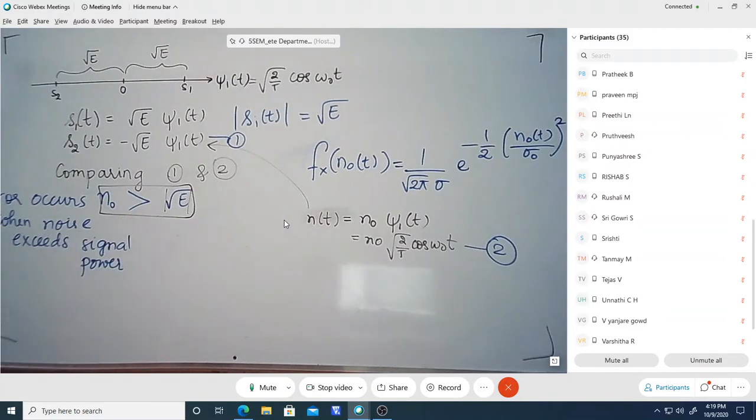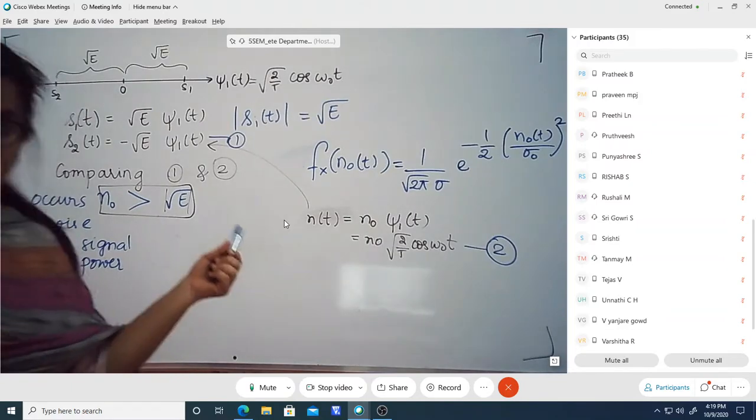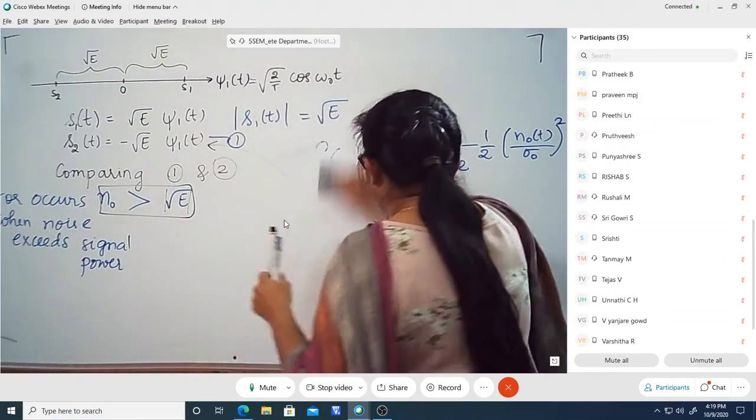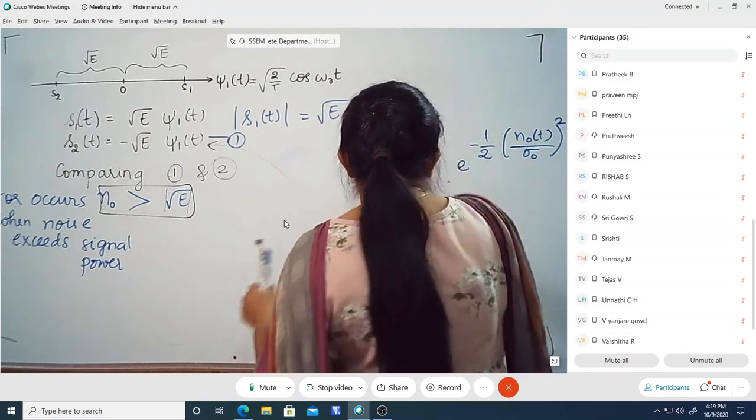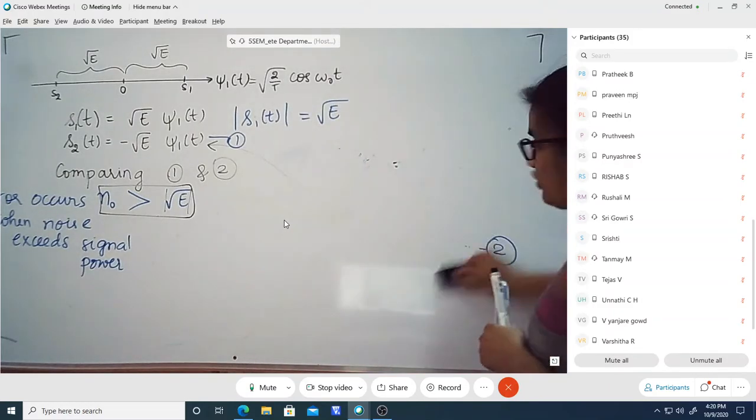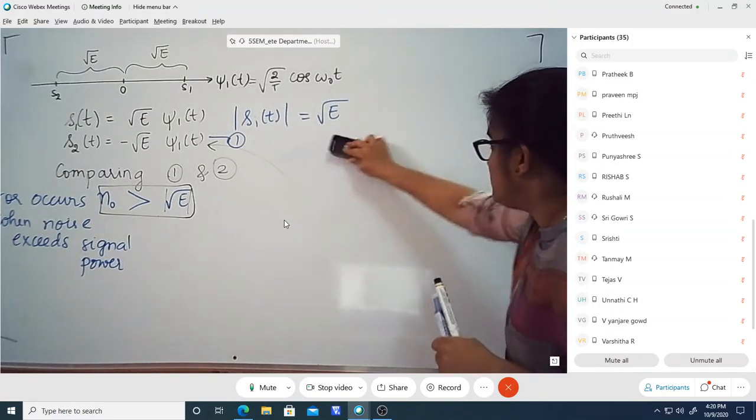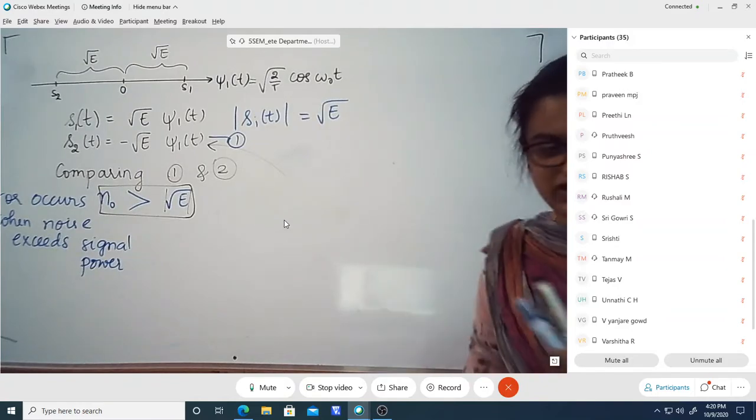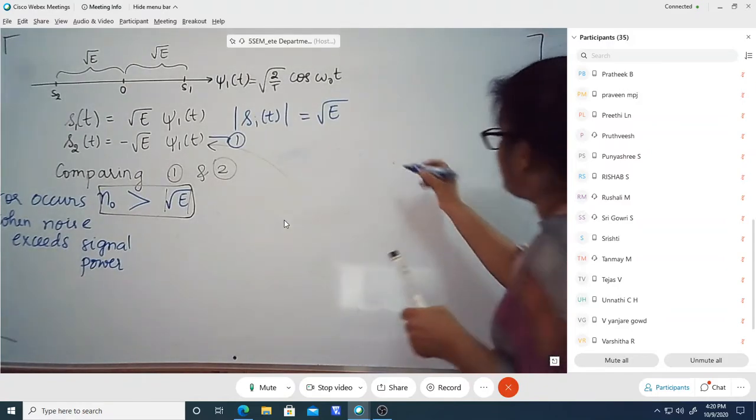To measure that error, how much error is occurring, what is the probability of ending up in an error, we need to find out the area under the curve. We need to make use of the PDF function of the Gaussian distribution, which will help us in identifying the probability of error.